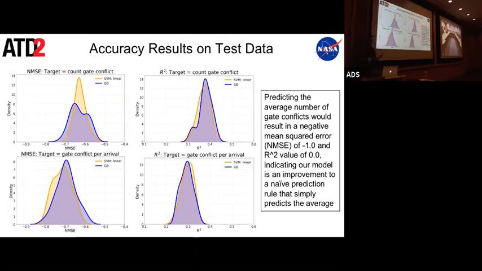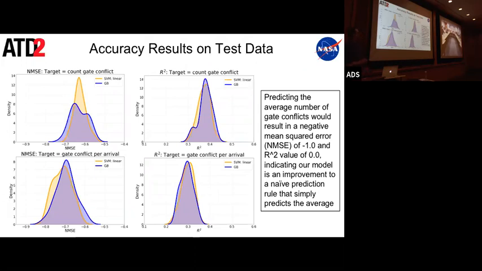And so the idea here is, again, we don't need to get too far down into the details, but what I will tell you is that if we used a naive prediction rule of just predicting the average number of gate conflicts, we would expect our negative mean squared error to be minus 1.0 because we normalized the target beforehand. And given that we see our negative mean squared error to be greater than that, that indicates that our models are doing better than predicting just the average number of gate conflicts.